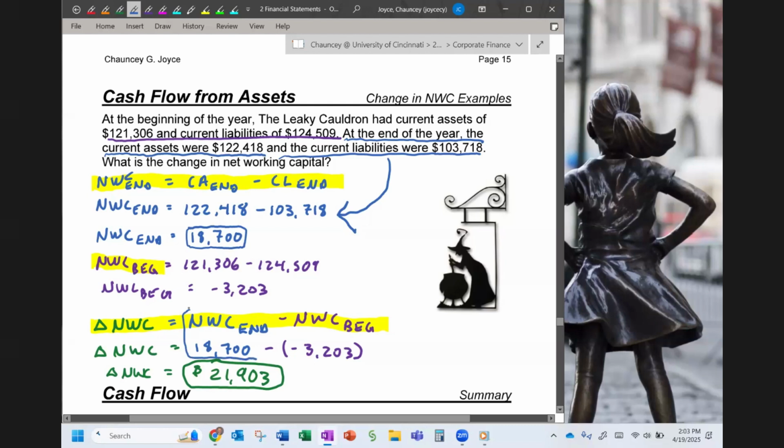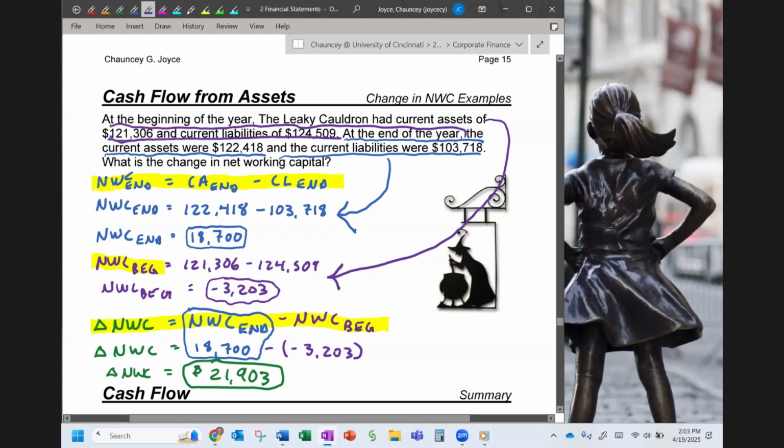At the beginning of the year, Leaky Cauldron had these current assets. So I'll do net working capital at the beginning. That's still current assets less current liabilities. So I'm going to go straight in and do $121,306 less current liabilities of $124,509. So our beginning net working capital is $121,306 less $124,509 for a negative. It is possible for this to be negative $3,203.